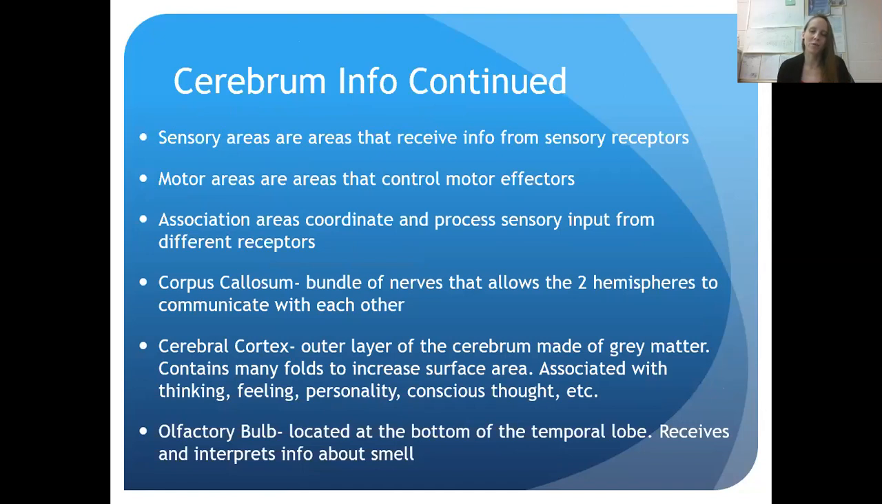You also have the cerebral cortex, which is like the wrinkly outside of the cerebrum. It's made of gray matter, and it has all of those folds in order to increase surface area. This is where a lot of your thinking and feelings and personality are. And then at the bottom of the temporal lobe is the olfactory bulb, which is responsible for smell.